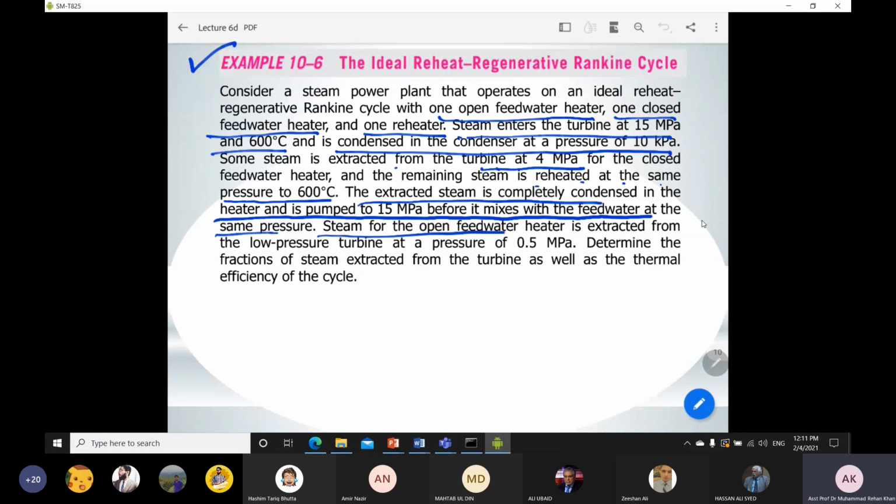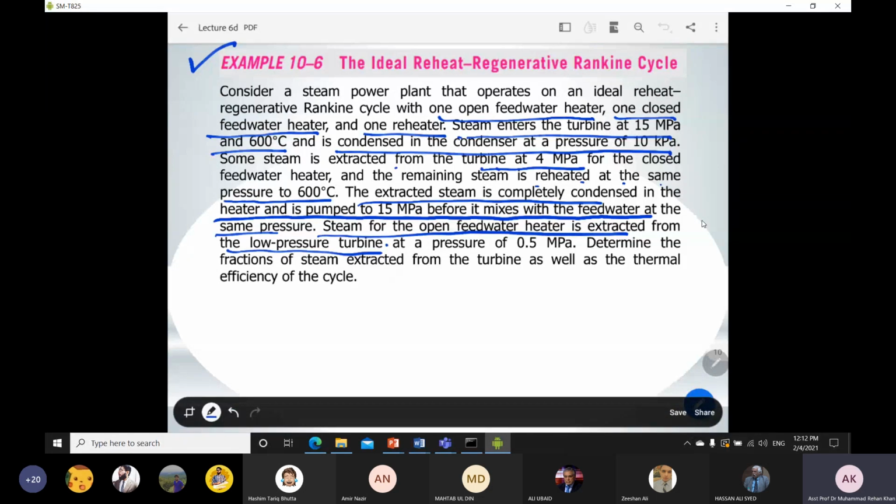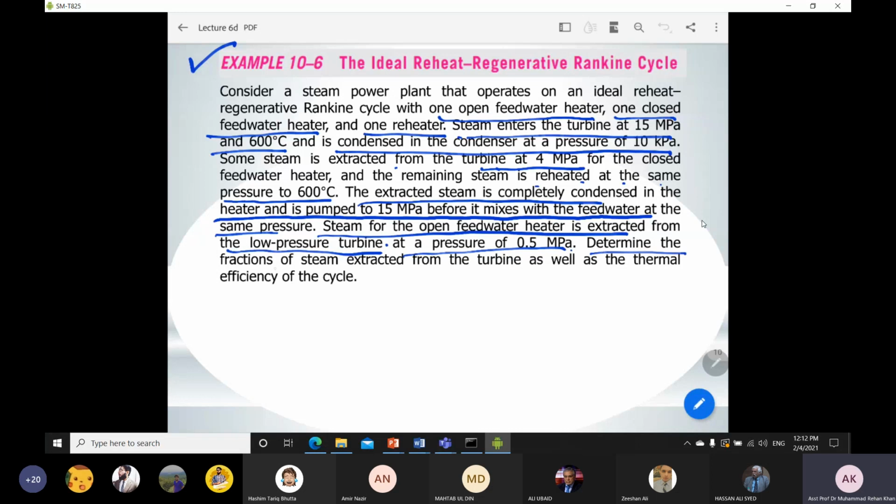Steam for the open feed water heater is extracted from the low pressure turbine. Another important thing is, because this is a reheating process, one high pressure turbine is installed and one low pressure turbine is installed. So the steam going towards your open feed water heater is extracted from your low pressure turbine, and the steam going towards your closed feed water heater is extracted from your high pressure turbine. The pressure is given also. So determine the fraction of the steam extracted from the turbine as well as the thermal efficiency of the cycle.